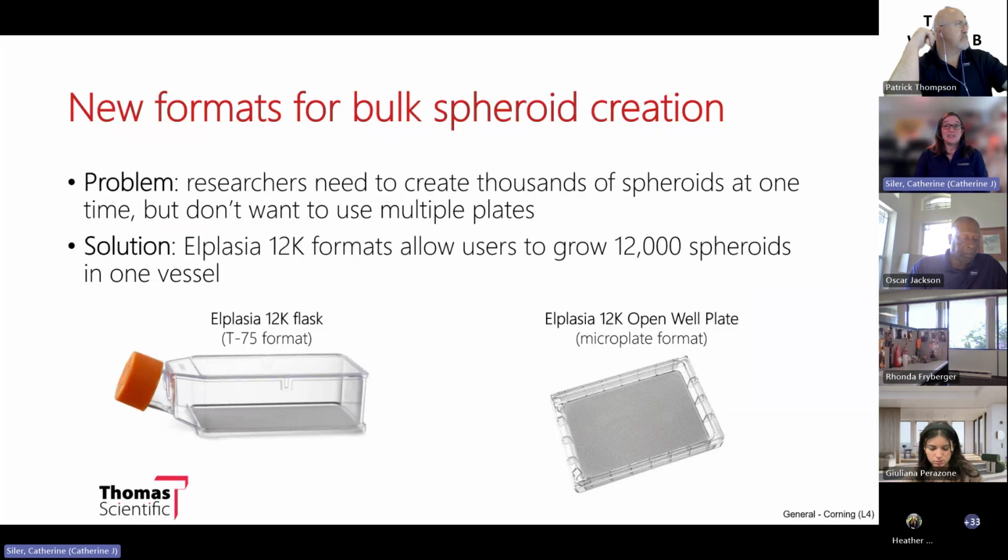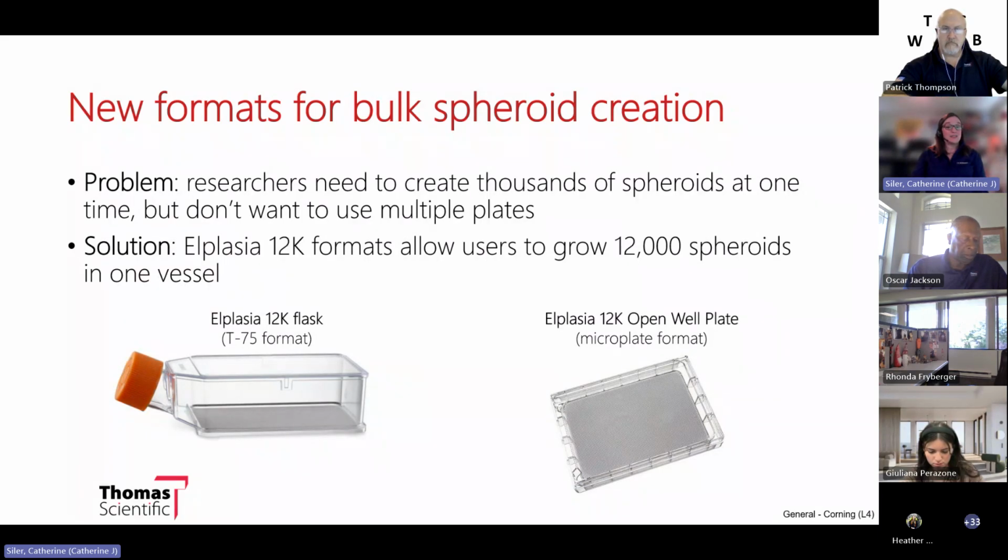And as I just said, sometimes the question in science is, well, that's great, but I need more. And that's kind of what happened here. Researchers came to us saying, I need to create thousands of spheroids at one time. I can't get by using these multiple plates. What are we going to do? We have a 12K format of L-plasia, 2 actually. 12K is an appropriate name because we can grow 12,000 spheroids in one vessel.